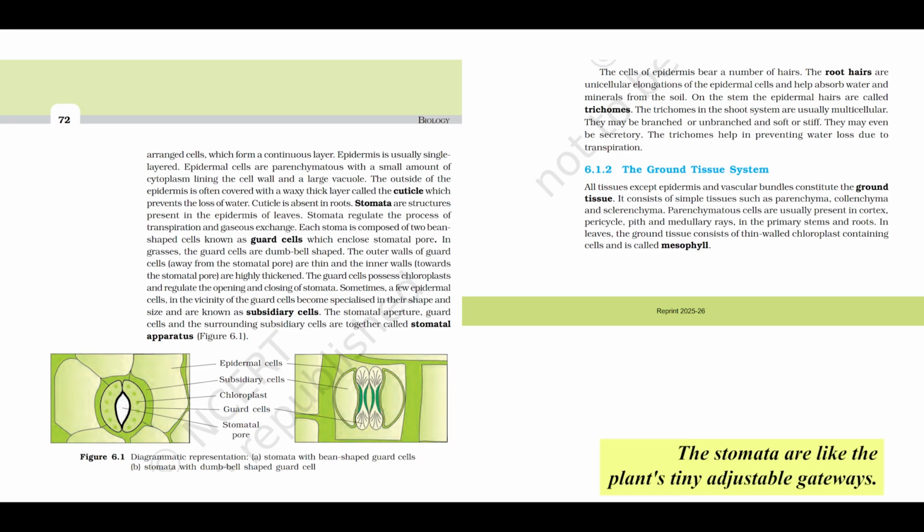Think of it like this. The stomata are like the plant's tiny adjustable gateways. The two guard cells are like diligent security guards. And their internal water pressure, their turgidity, is what dictates whether the stomatal pore swings open or clamps shut. It's an incredibly precise regulatory mechanism, finely tuned to the plant's needs and environmental conditions.